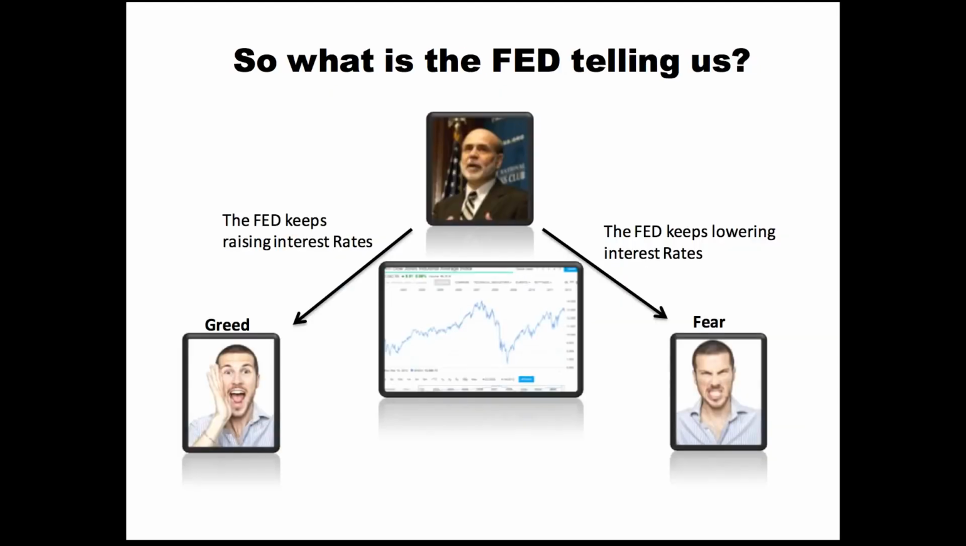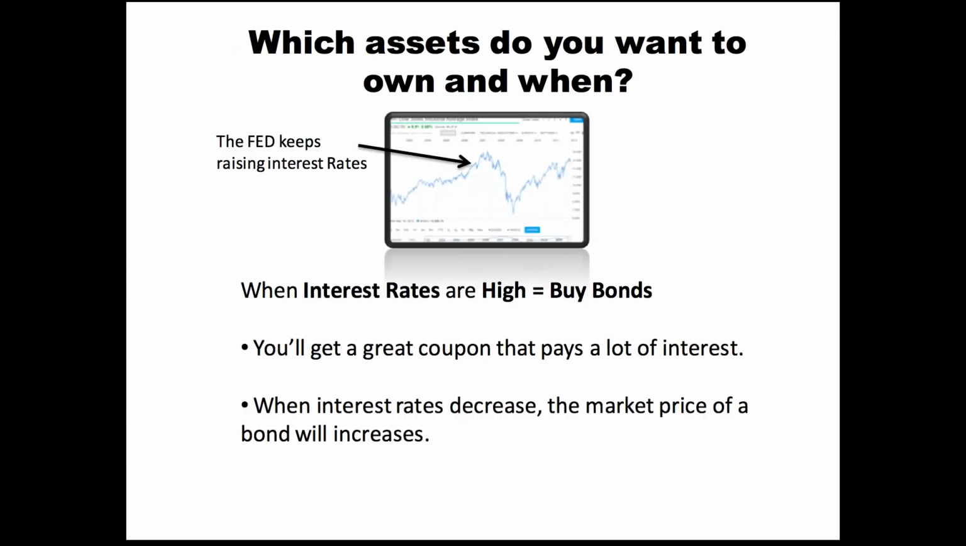So you can see here we have the Fed keeps raising interest rates. The Fed's pretty much telling you that you're in a greed cycle. When the Fed is lowering the interest rates, they're pretty much telling you that you're in a fear cycle. So the real question comes down to, which assets do you want to own and when? So in this scenario, let's look at the interest rates.